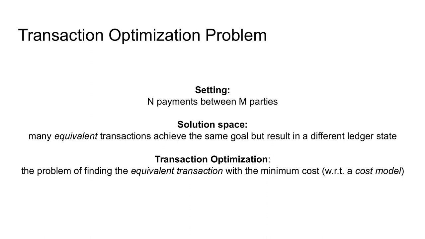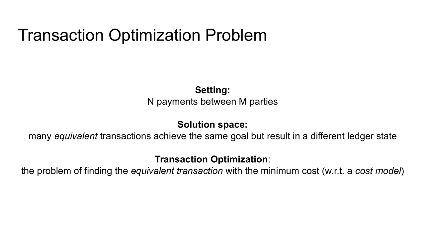So what is the problem we try to solve? First, we assume that M parties want to perform N payments. The solution space of the problem is all these equivalent transactions that achieve the same goal, that is, transferring value across the M parties according to the N payments.